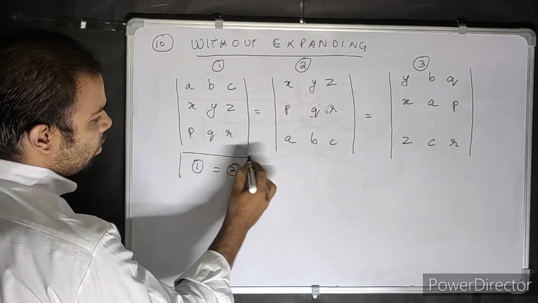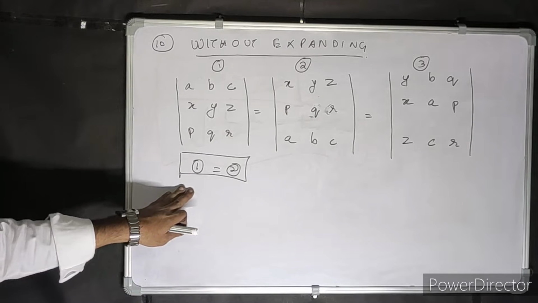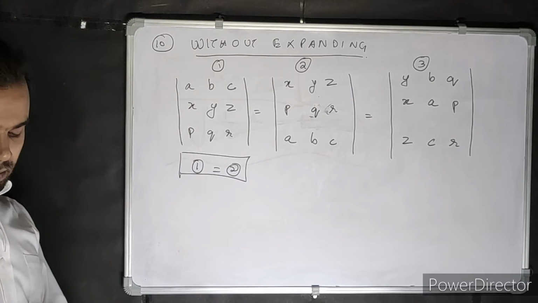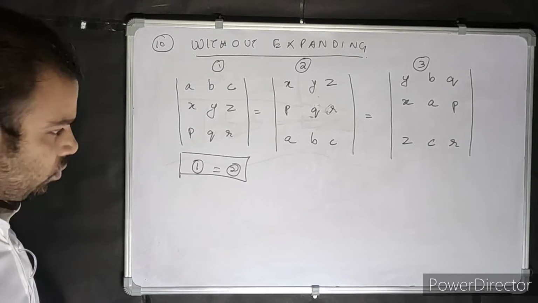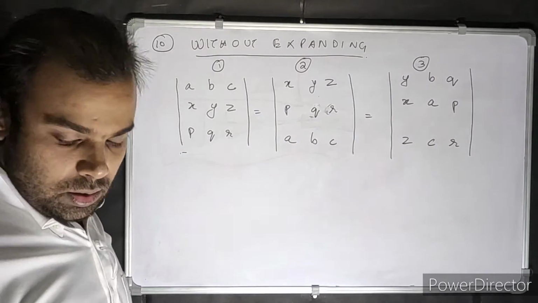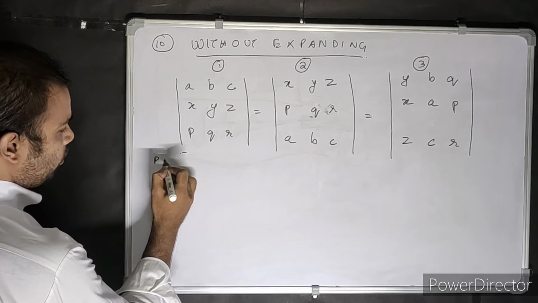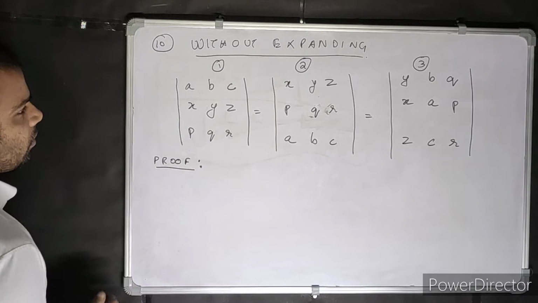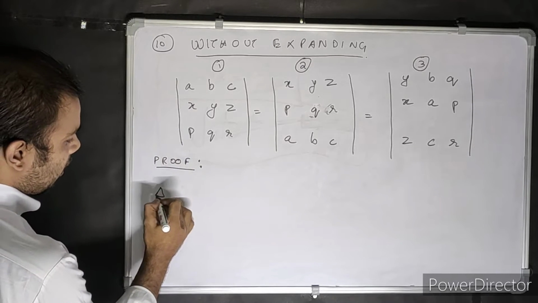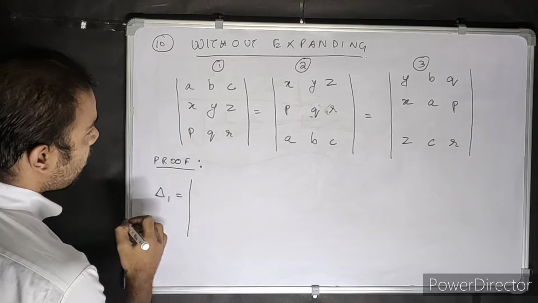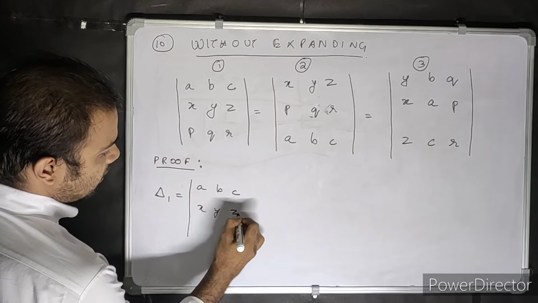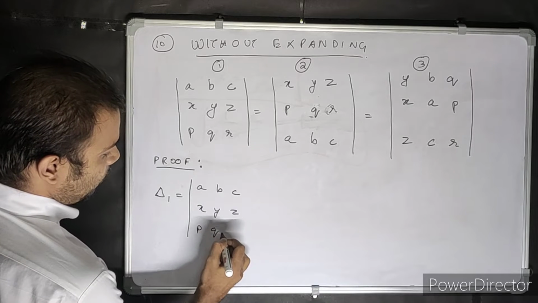So we are trying to prove 1 is equal to 2. You don't have to start writing this. We are going to prove it, then we are going to write that 1 is equal to 2. So let's start the proof. Let's take the main determinant, name it determinant number 1, and that is A, B, C, X, Y, Z, P, Q, R.